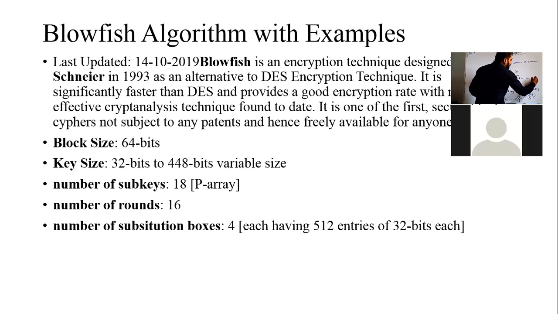448 bits. Okay, this is an important point because all the algorithms that we have discussed earlier, they use a fixed key. But in Blowfish algorithm, it uses variable key size. So that's why it is more secure as compared to DES. Okay. And the next point is number of subkeys, that is 18.